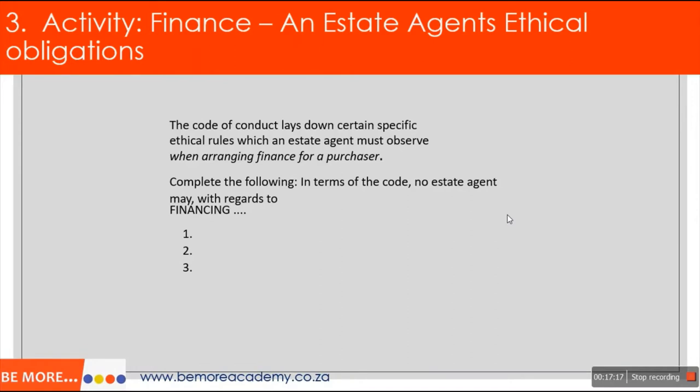So you were saying the client is doing what? Okay, the code of conduct of the Estate Agency Affairs Board lays down certain specific ethical rules which an estate agent must observe when arranging finance for a purchaser. Complete the following. The terms of the code, no estate agent may, with regards to financing. Okay, I think the first one, no estate agent may suggest which bank maybe the client can use and which not to use.